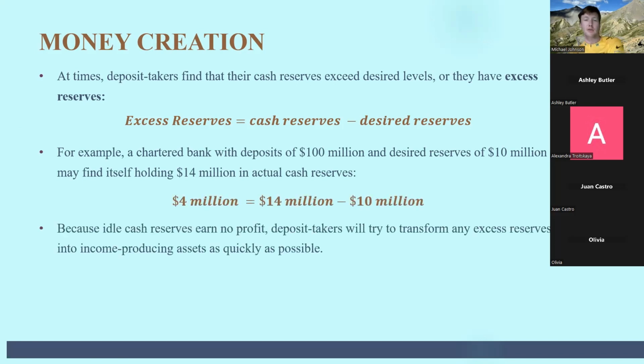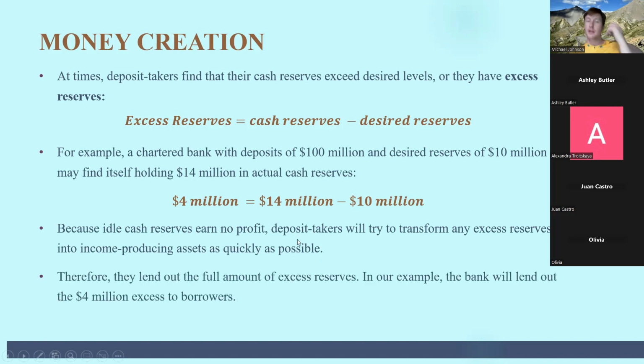Because idle cash reserves earn no profit, deposit takers will try to transfer excess reserves into income-producing assets as quickly as possible. So they lend out the full amount of excess reserves. So they lend out about $4 million in excess to borrowers.